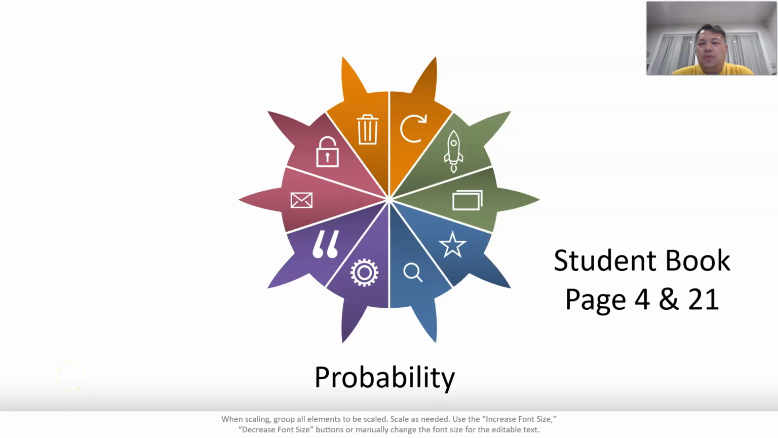Hi students, we are moving on to probability today. In fact, for the next two lessons, we'll be touching quite a fair bit on this topic. Interesting, very fun topic to know. Okay, let's move on. Probability, turn to page 4.